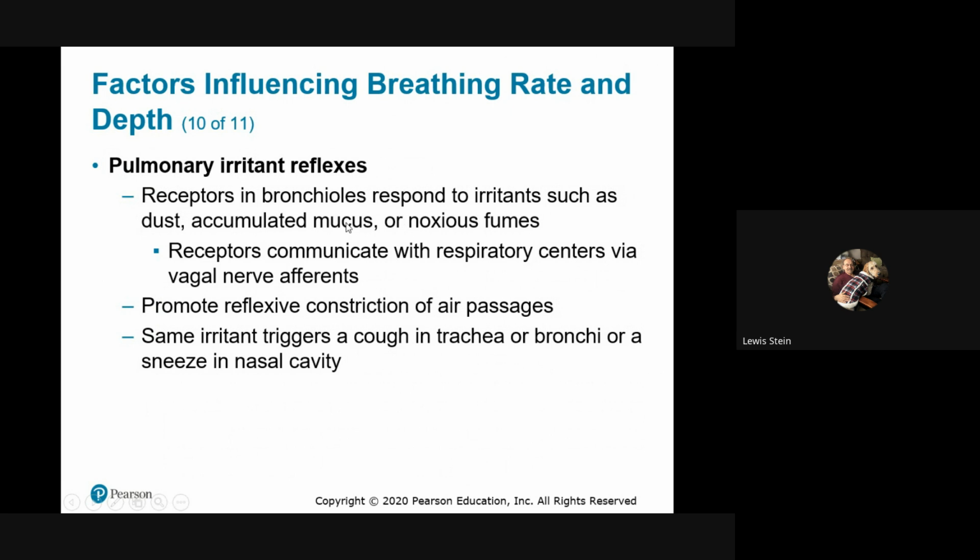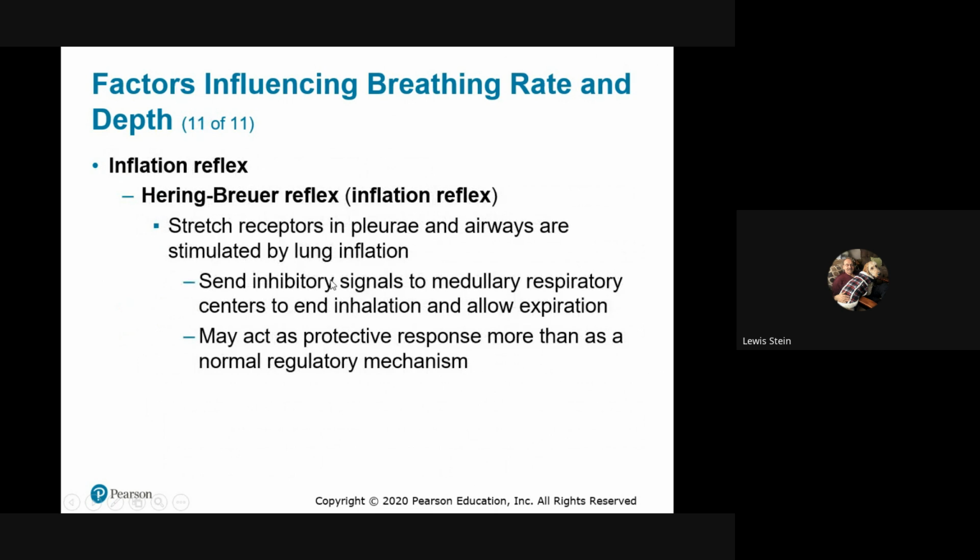And these are the irritants responding to dust, mucus, fumes. We all have this happen. Reflexive constriction of air passageways triggers a cough in the trachea or bronchi, a sneeze in the nasal area. We all notice it. Hering-Breuer reflex: stretch receptors in the pleura and airways respond to lung inflation.